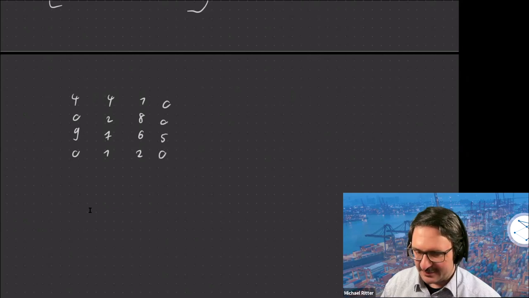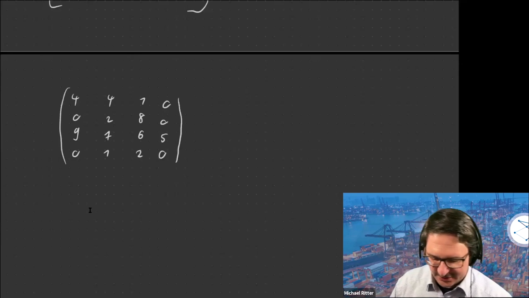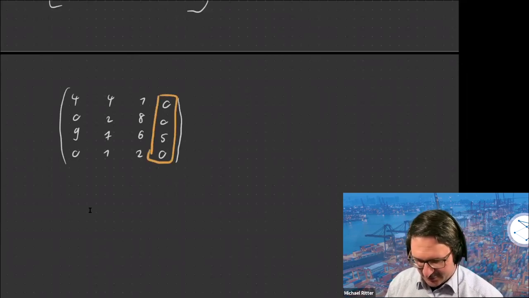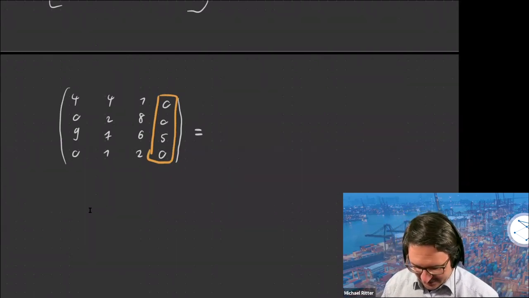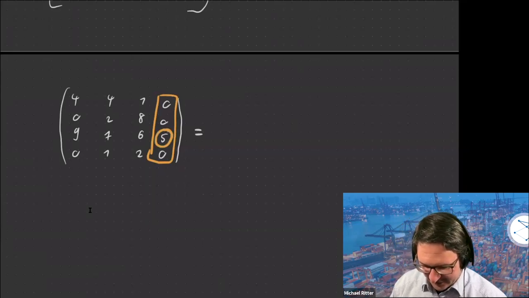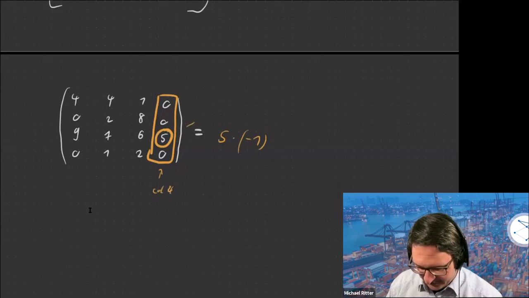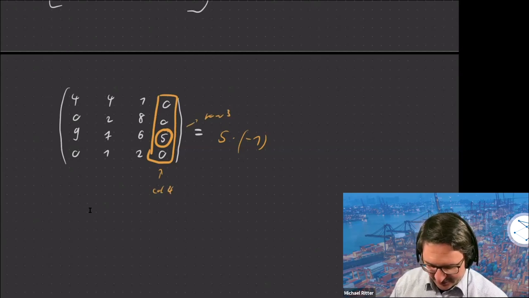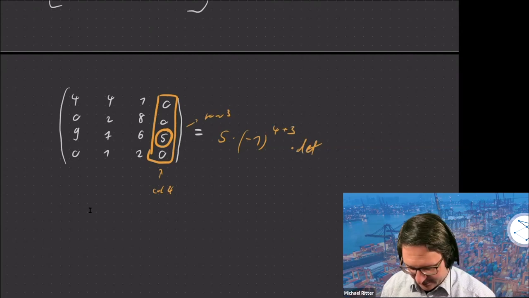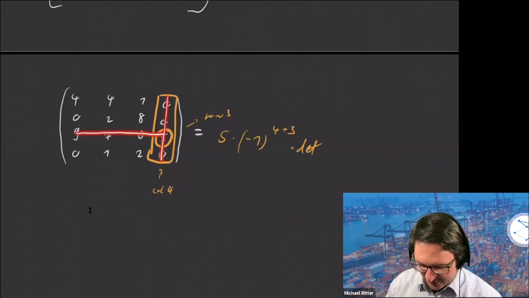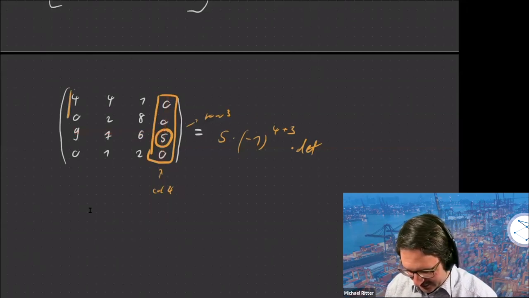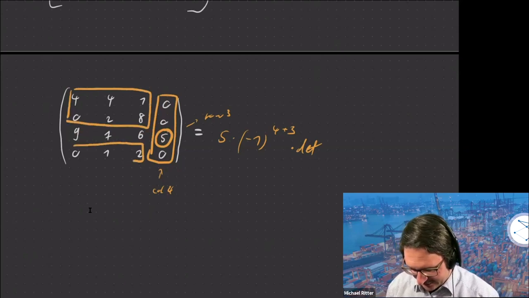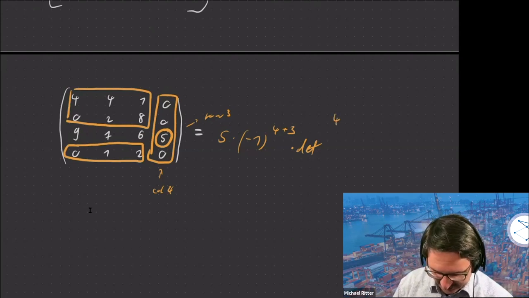So in this case, this is the matrix of B. If we want to do Laplacian expansion again with respect to the last column, because that has the most zero entries, then we can have this entry 5 here. So we get 5 times the sign. In this case, this is column 4 and row 3, so my sign would now be minus 1 to the 4 plus 3. And the new determinant I would obtain by deleting this column and this row here. So the entries that make up my new matrix are these here. Those will remain, and the last one, this row here. So the new matrix will look like this: 4, 4, 1, 0, 2, 8, and then 0, 1, 2.